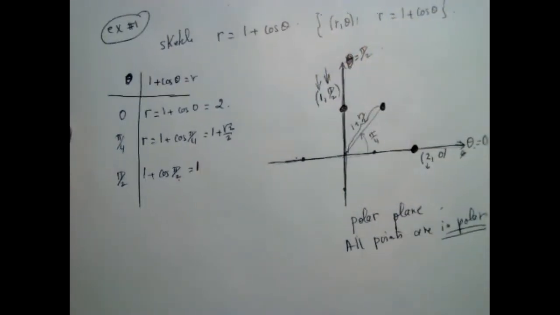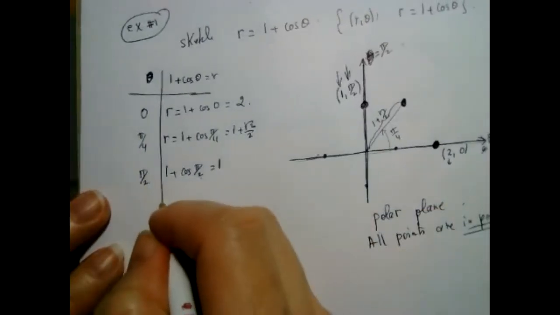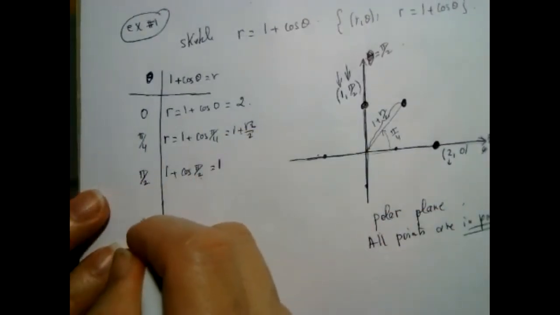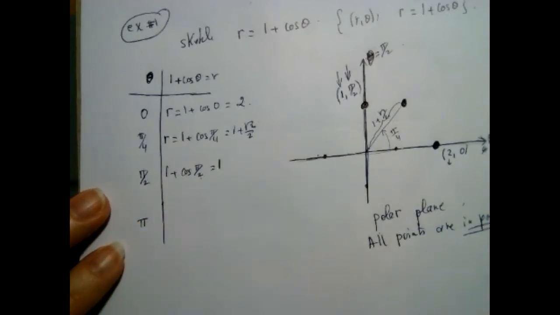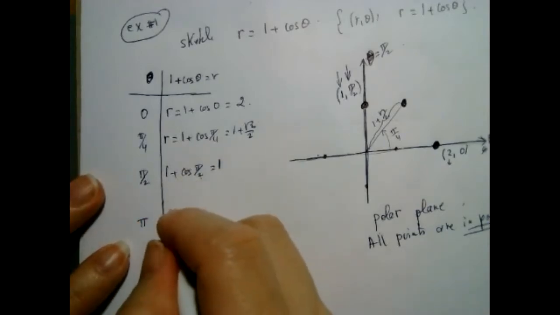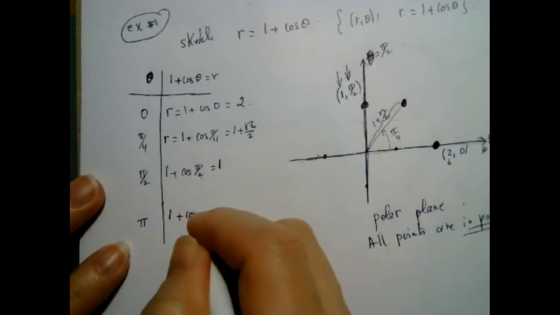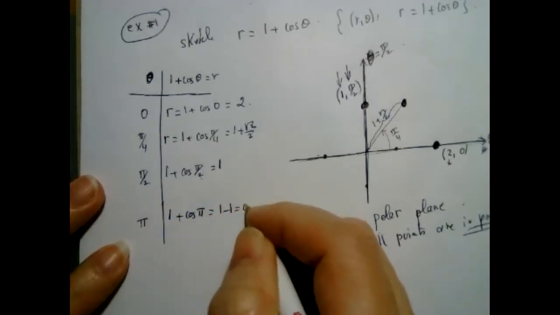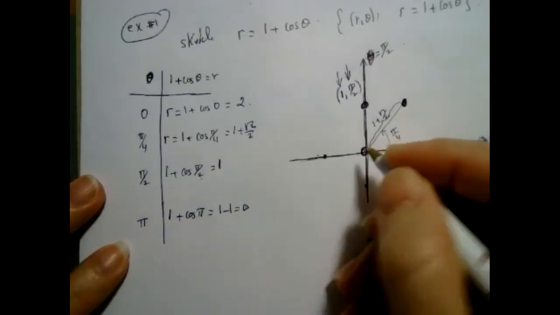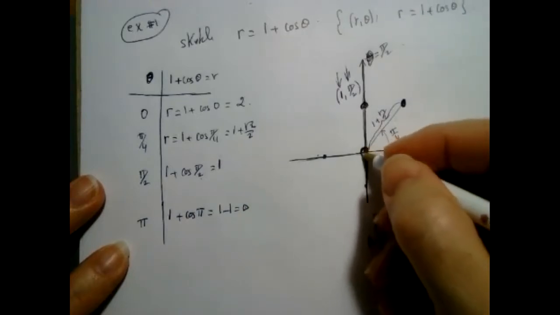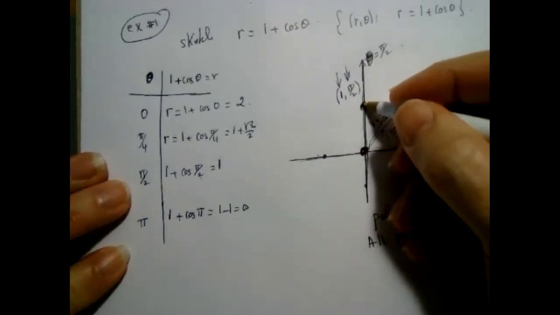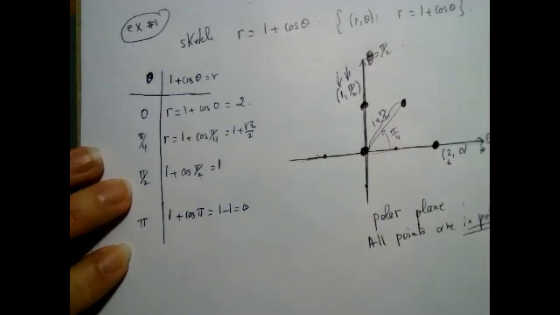Okay. Now I'm going to take a little bit more values. It's tedious to take all values. I'm going to take pi, for example. If theta is pi, what is r? 1 plus the cosine of pi. It means 1 minus 1 is equal to 0. So r is 0, it means I'm back to the origin. So when theta is pi over 2, it's here. When theta is pi, it is here.